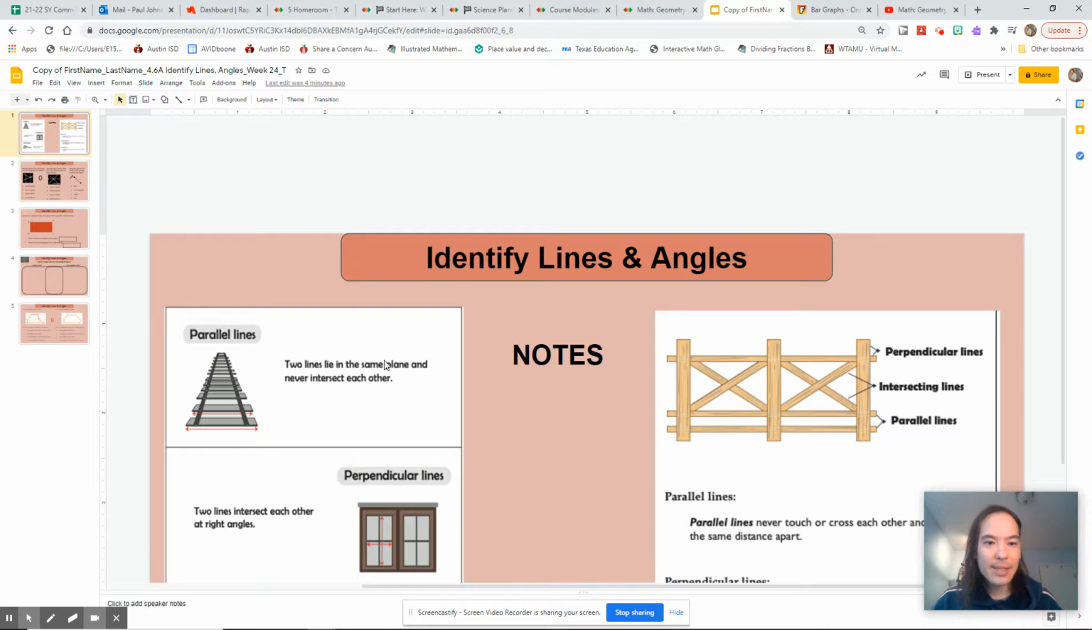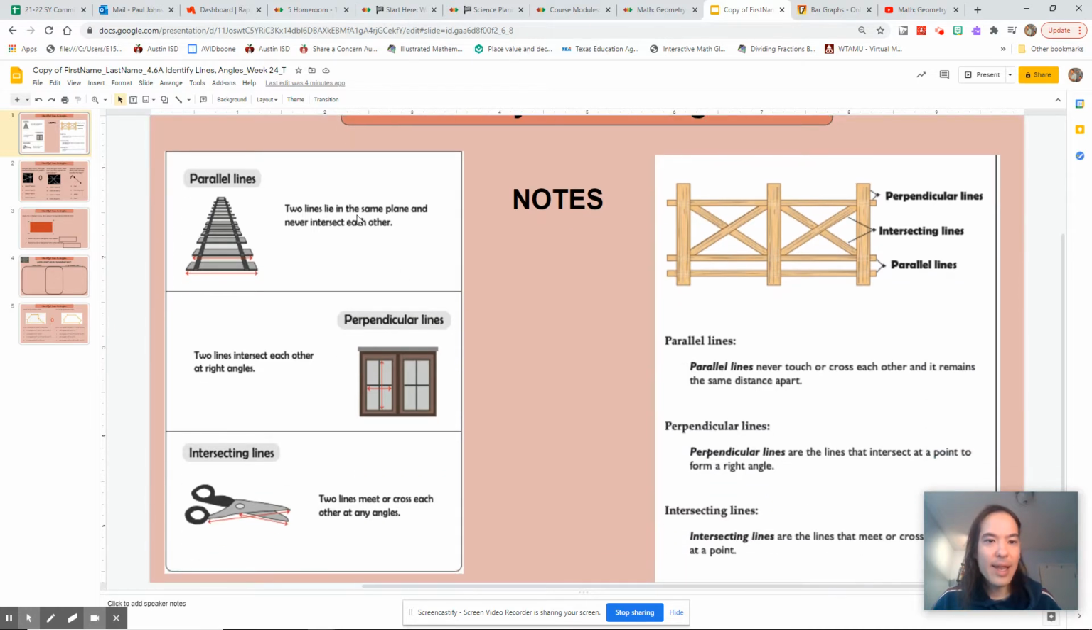So two lines lie in the same plane and never intersect each other. They go on forever and they never touch. That could also be sideways. So it does not have to be just straight up and down. It could be side by side. All right, so perpendicular lines. Perpendicular lines are a very, very special intersecting line.